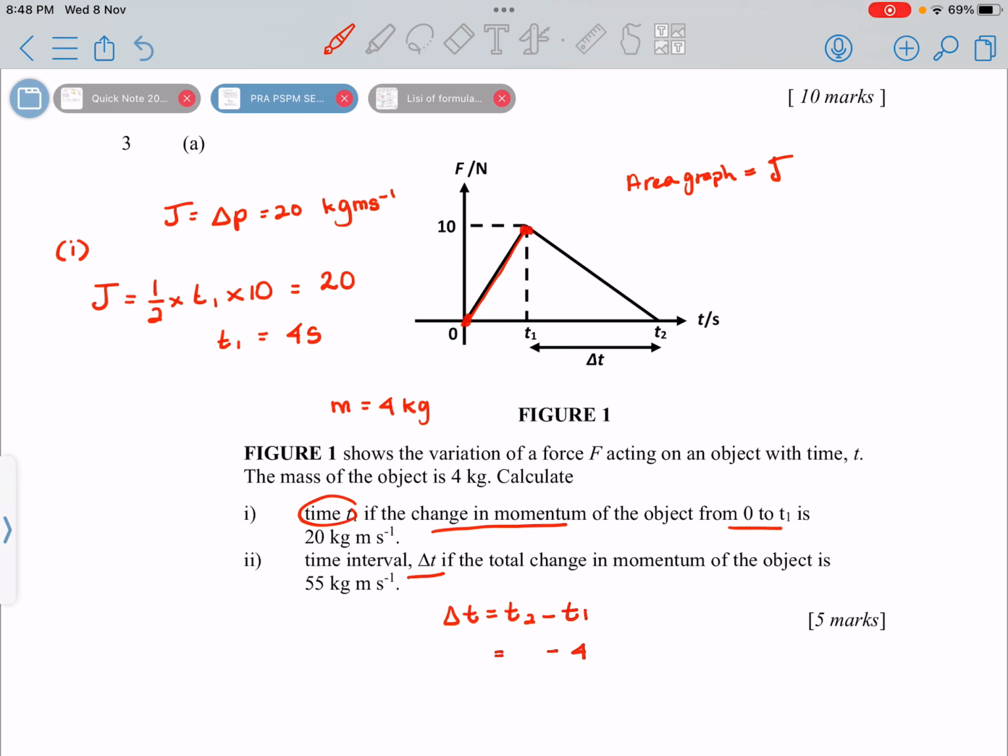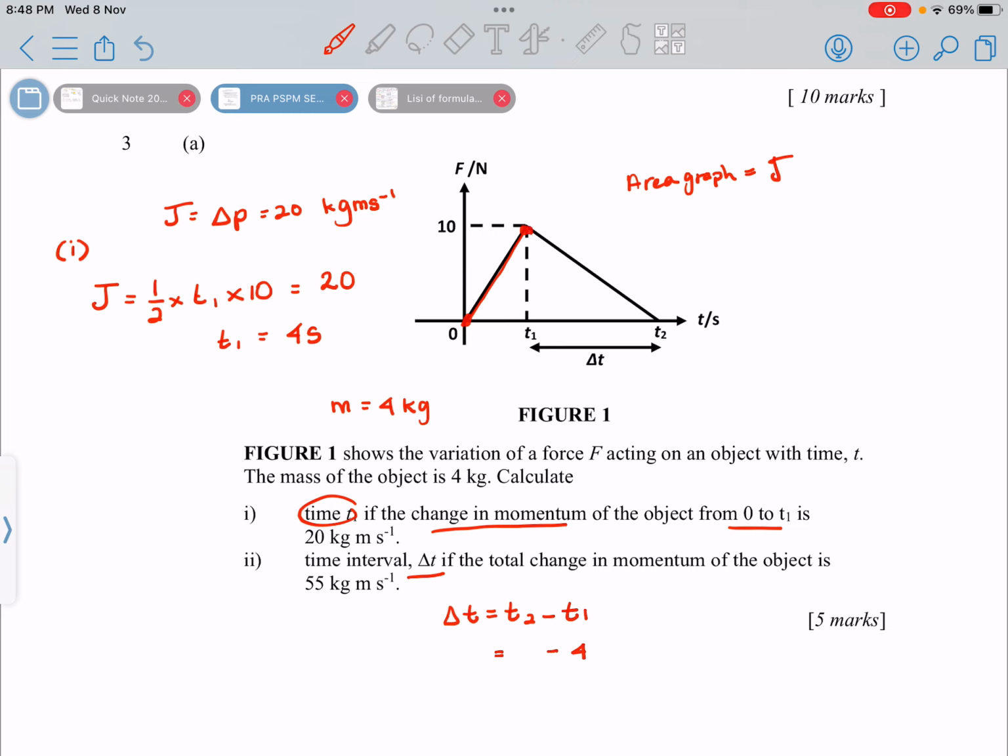Kita cuba macam mana nak buat ni. I think 1/2 bentuk triangle kan, darab dengan 10 darab dengan T2 lah kan, sama dengan 55 kan, sebab total kan. Ni triangle, area triangle lah, 10 dengan T2. So you get your T2 to be 11 second. So 11 tolak 4 sama dengan 7 second. Okay, so that is how you answer impulse punya question.